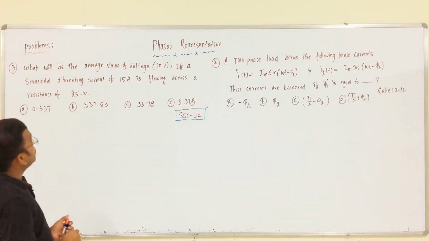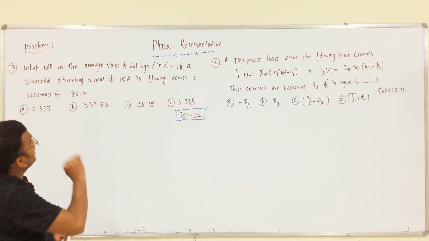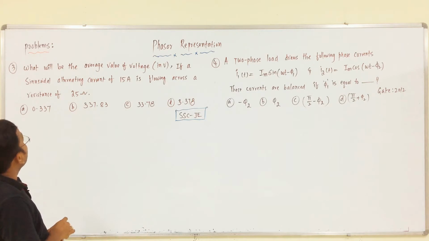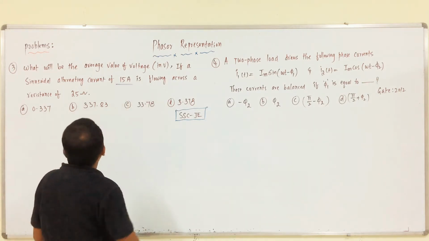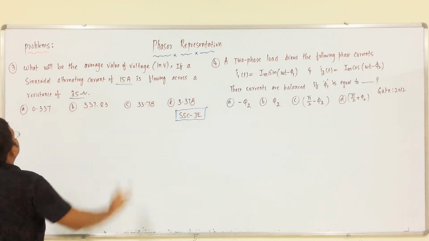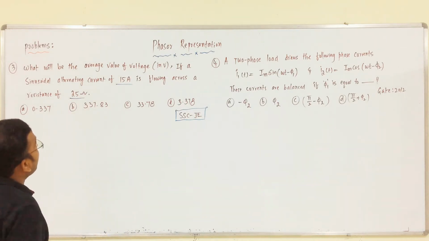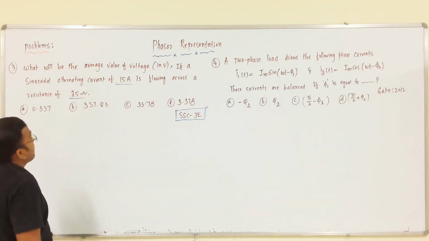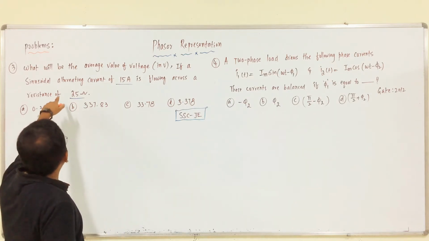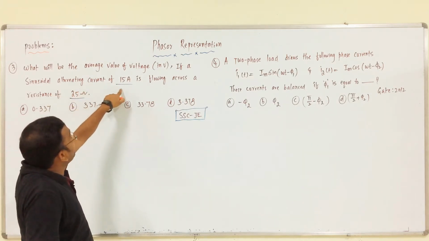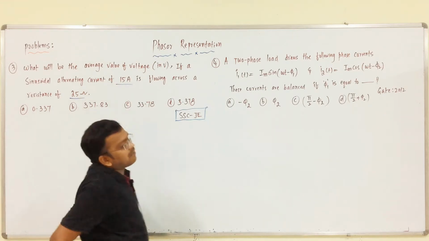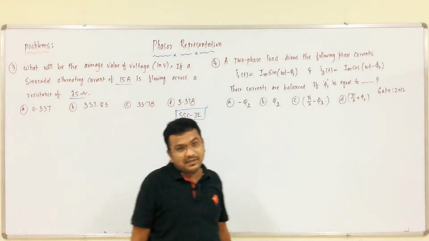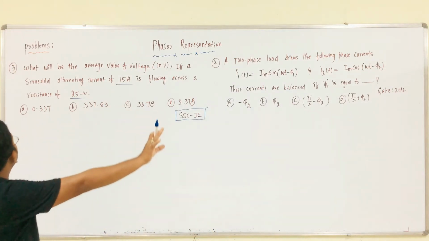What will be the average value of voltage in volts if a sinusoidal alternating current of 15 amps is flowing across a resistance of 25 ohms? So, we have to calculate the average value. We are provided the sinusoidal alternating current of 15 amps. Then what is this 15 amps? Is it Im or IRMS? He does not mention anything, right.